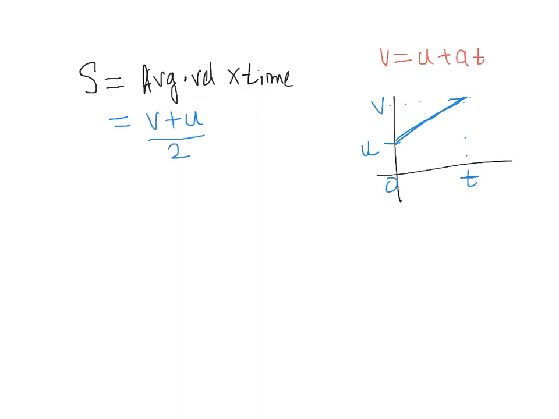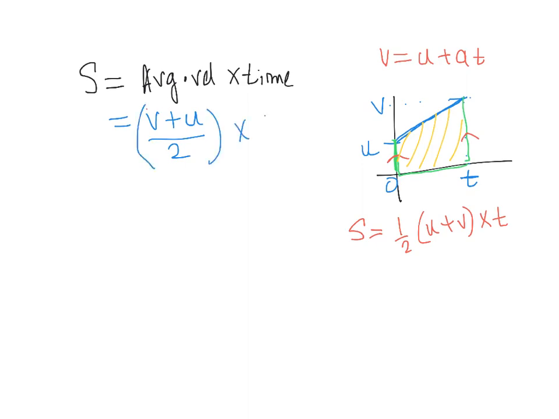Like in a trapezium, this looks like a trapezium also. If I have to find the displacement, the area of the trapezium would be given by half into the sum of parallel sides, that is u plus v, into the distance between them, which is t. So my average velocity is (v + u)/2, into time.